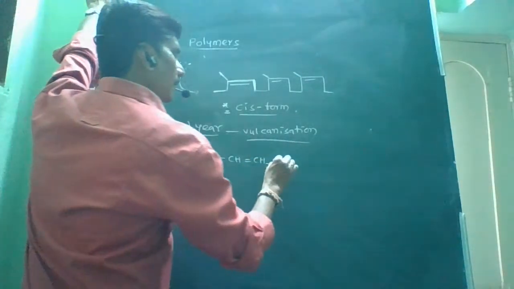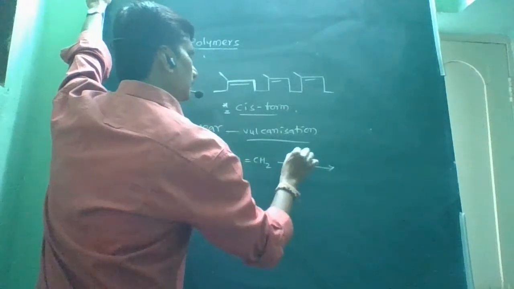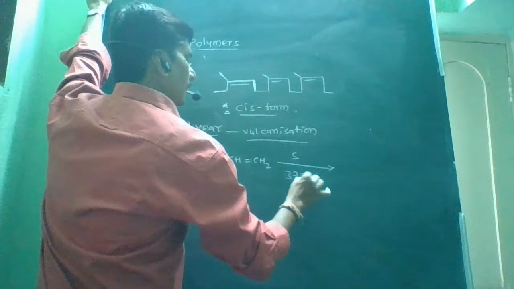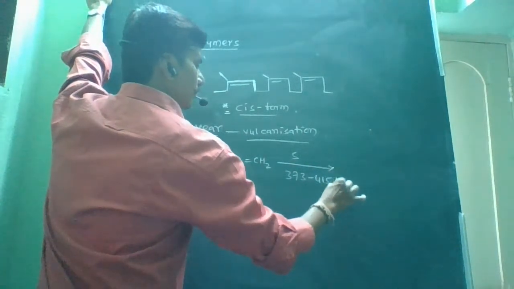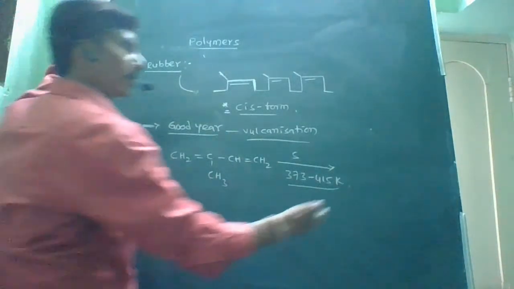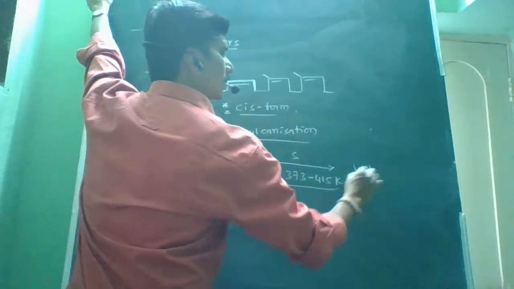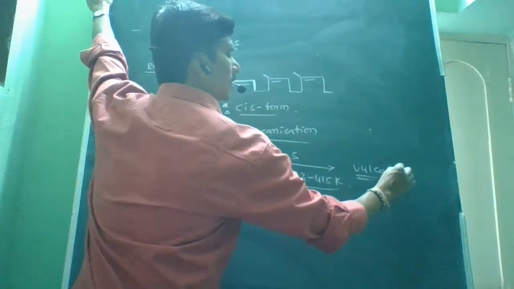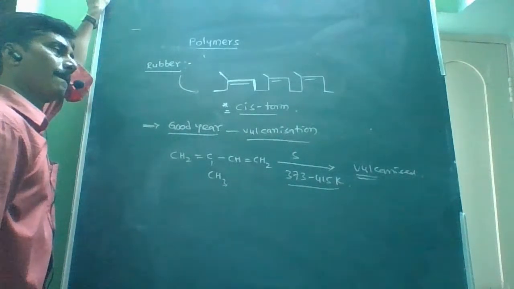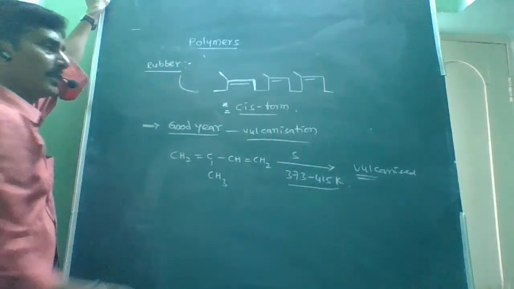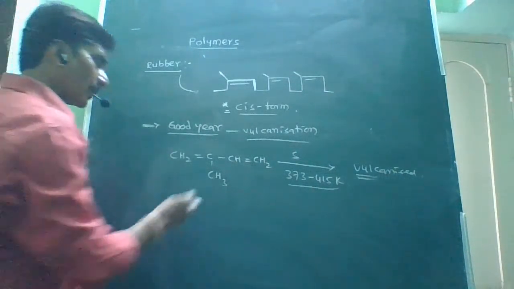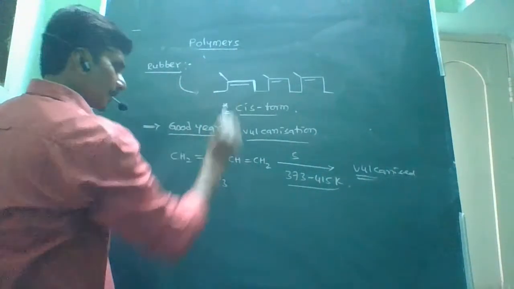This rubber, on heating with sulfur at 373 to 415 Kelvin temperature, is converted into vulcanized rubber. This process is what we call vulcanization. What happens to the double bonds in the isoprene units?